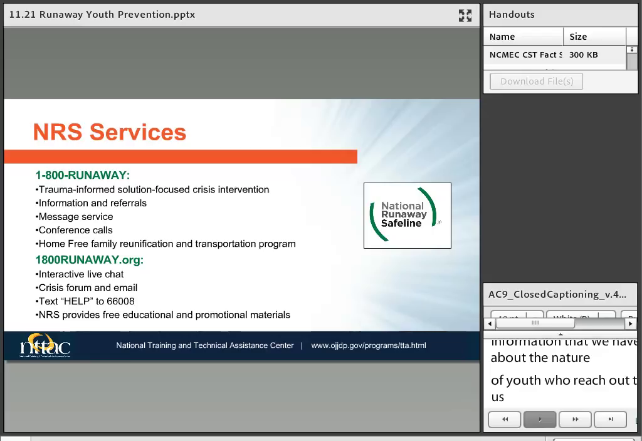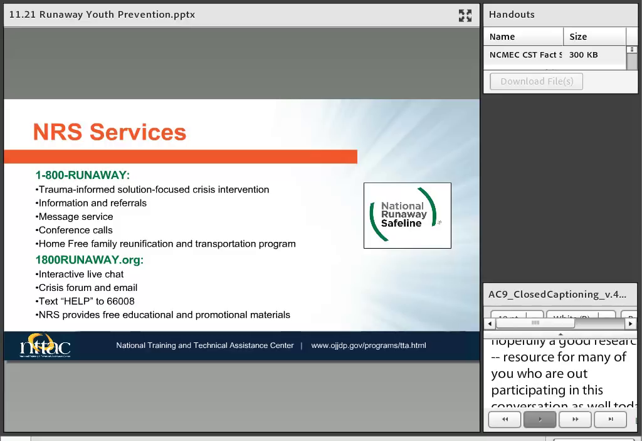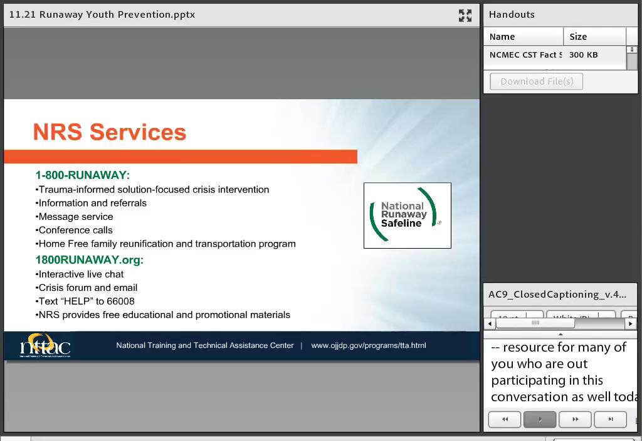As the National Communications System, we operate 24-hour services, 7 days a week, 365 days a year, and we do that via a 24-hour crisis hotline, which is the 1-800-RUNAWAY number, as well as via a menu of online services through 1-800-RUNAWAY.org, which includes an interactive live chat, which is essentially a messaging system, a crisis forum. We operate a 24-hour email system, as well as texting.